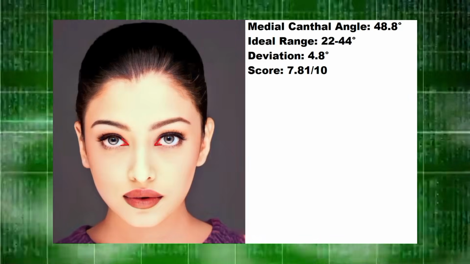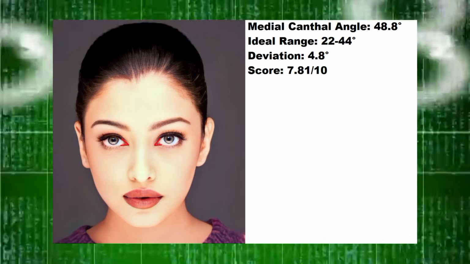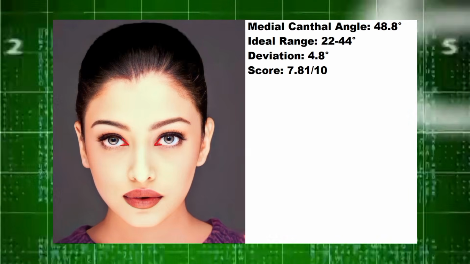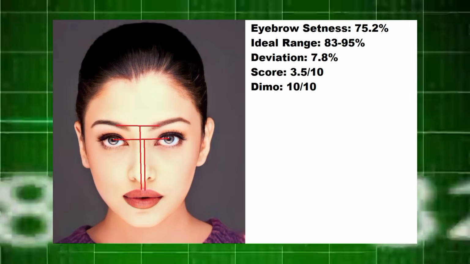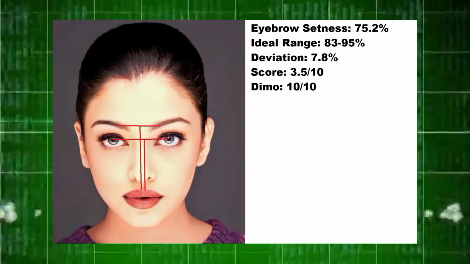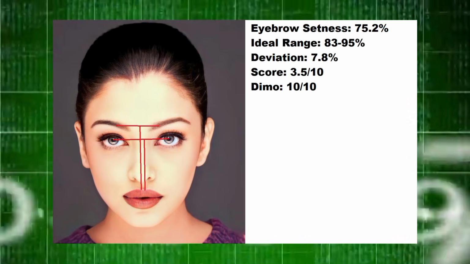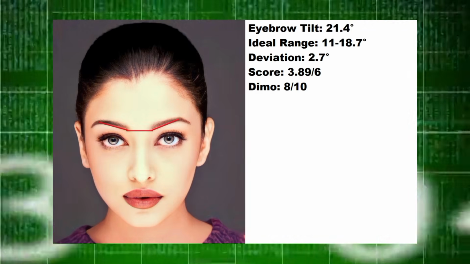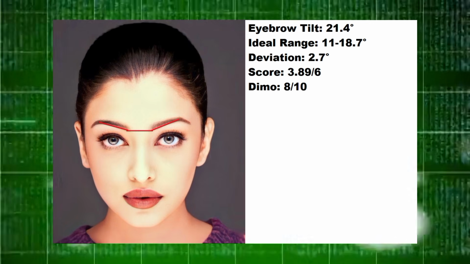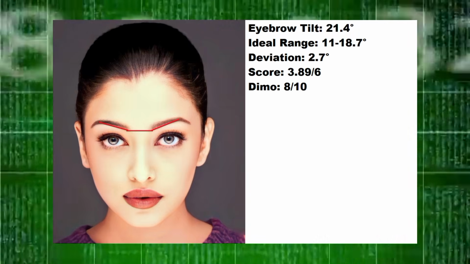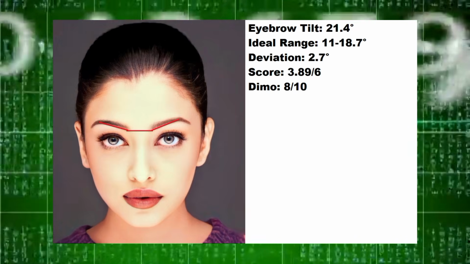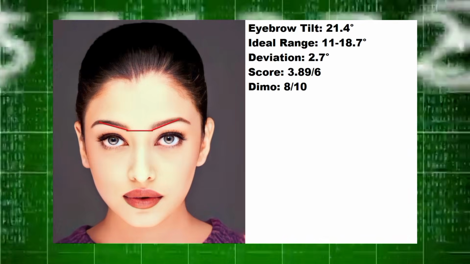Her medial canthal angle is 48.8 degrees, a bit high, meaning the inner corners of her eyes have a slightly steeper angle, contributing to a softer rather than fierce expression. Her eyebrows are medium set at 75.2% in proportion to her mid-face length. Medium height suits her overall eye structure, but her eyebrow tilt is 21.4 degrees positive, whereas the ideal is 11 to 18.7 degrees, meaning her eyebrows are too steeply angled upwards.